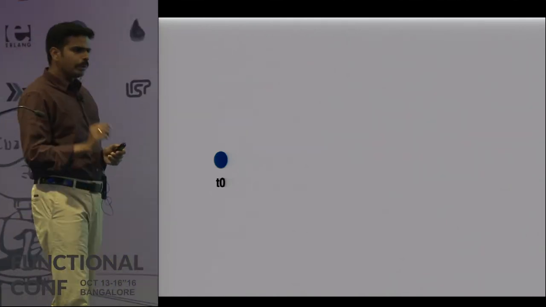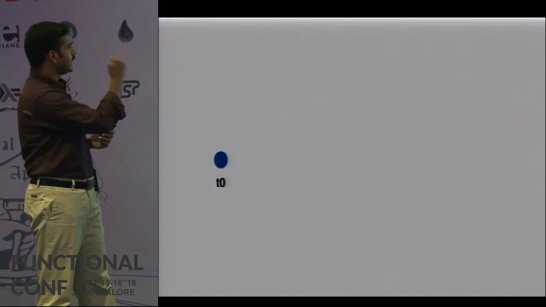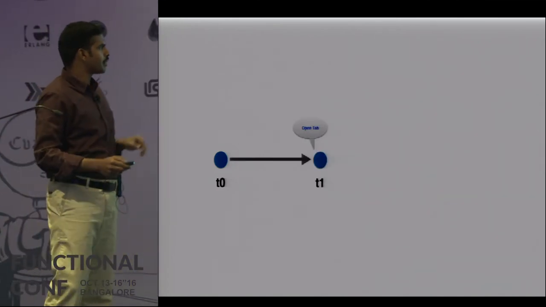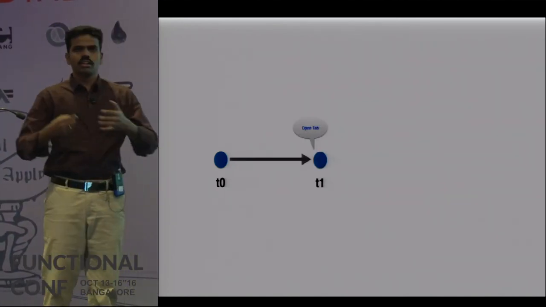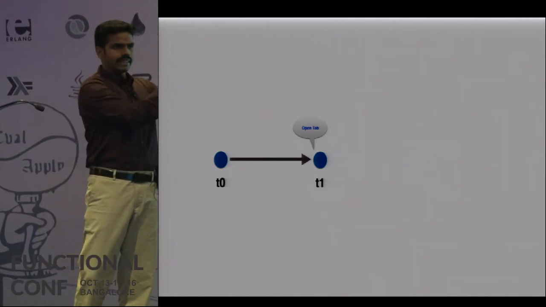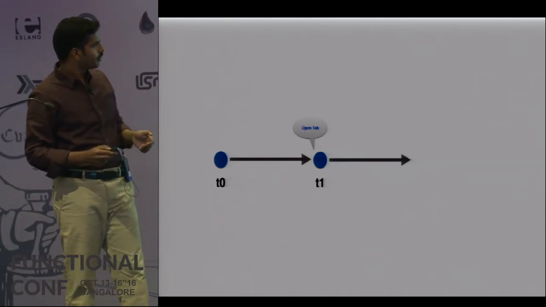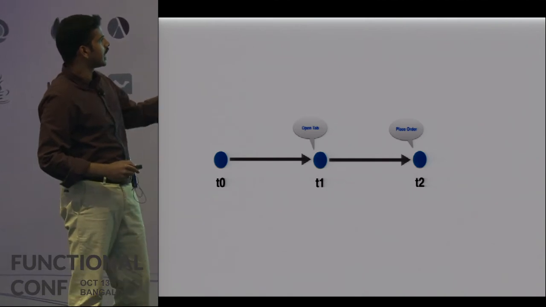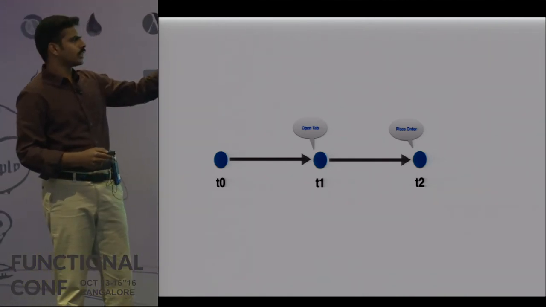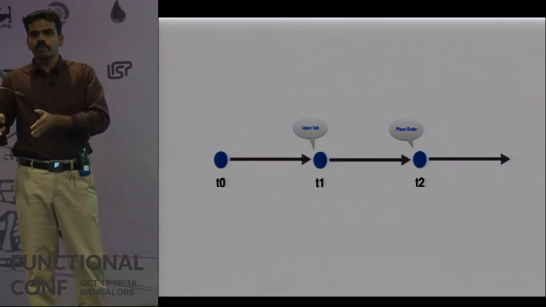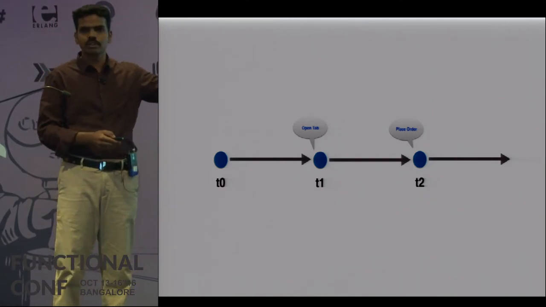Let me introduce a new variable into our application called time, which we often forget when we are designing the application. At the instant, say T0, the state of the application is idle. After some time, say T1, when the visitor has opened the particular table by clicking the button, the system receives a command called open tab. After some time, the system receives another command called place order. That means the order has been collected from the user. Likewise, at different instances of time, the system is receiving different commands from the user.